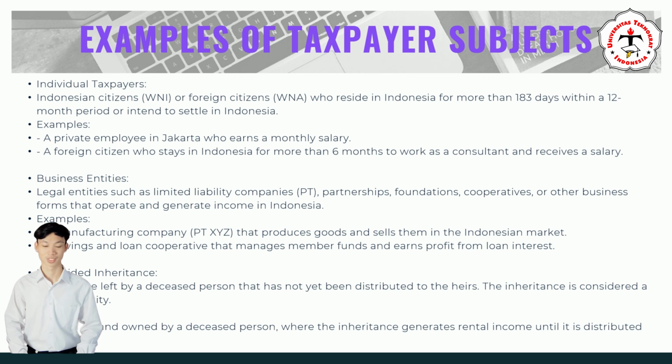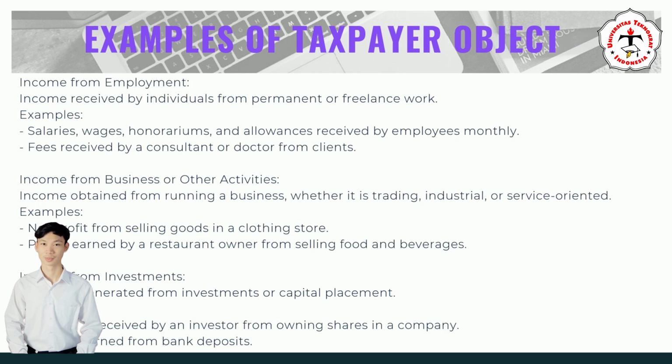3. Undivided inheritance. Inheritance left by a deceased person that has not yet been distributed to the heirs. The inheritance is considered a taxable entity. Example. A house and land owned by a deceased person where the inheritance generates rental income until it is distributed to the heirs. Examples of taxpayer objects.